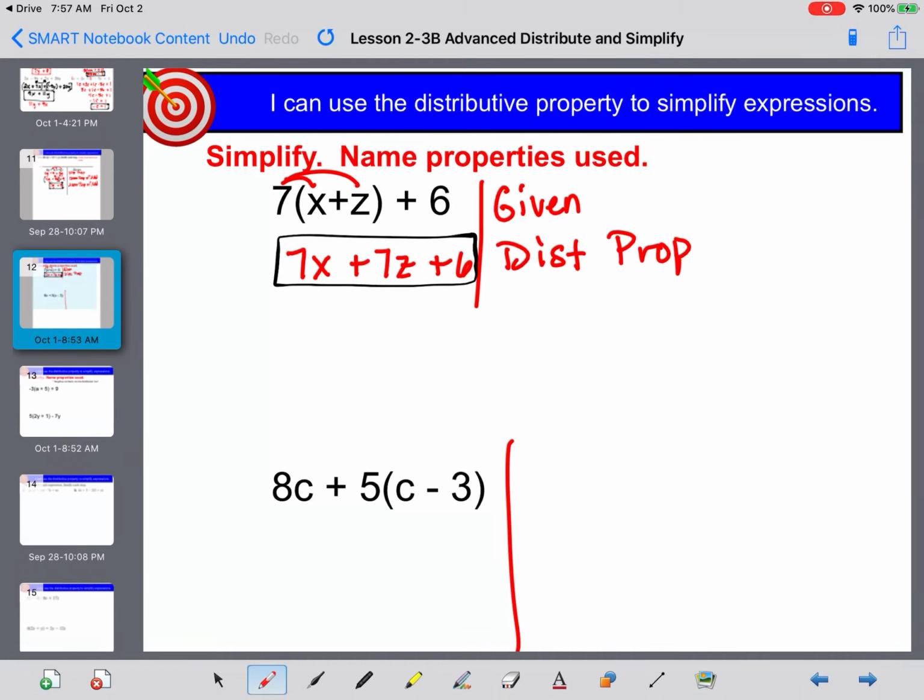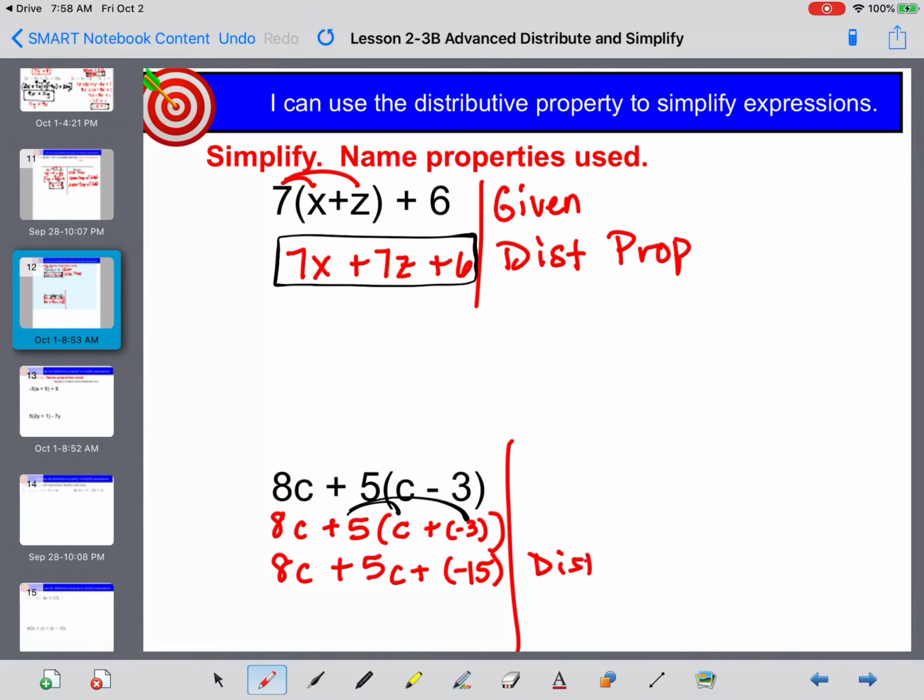Now here, notice this is a positive 5. So I'm going to distribute positive 5. I think that it's easiest for kids to always rewrite any subtraction as adding the opposite. So we're going to rewrite this as plus negative 3 before we get started. Now, 8c, let's distribute. 5c plus negative 15. That was the distributive property. Here we add the opposite.